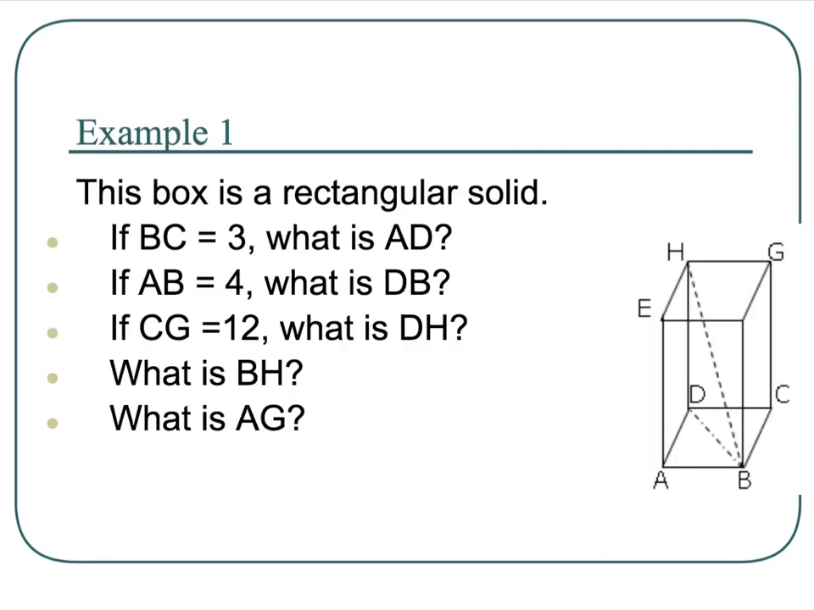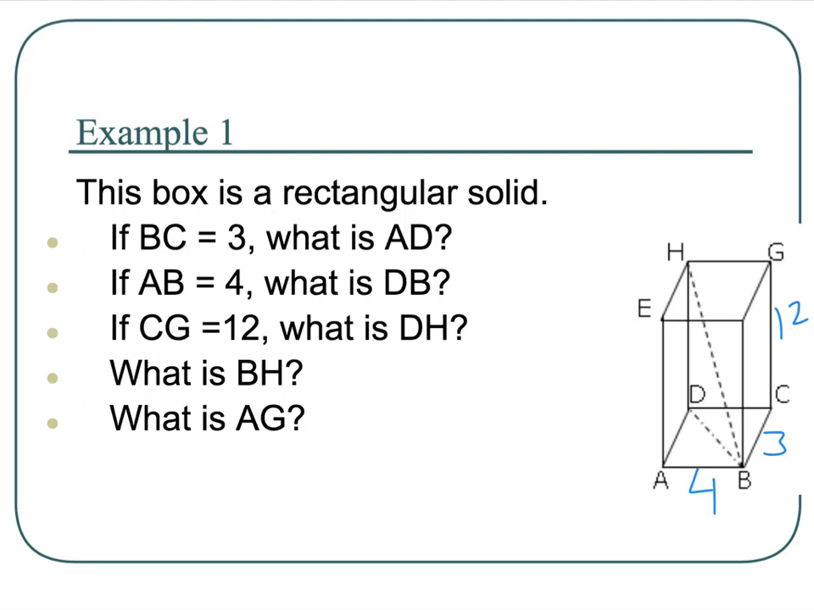Cool. All right, here we got a box that is a rectangular solid. It says BC is 3. AB is 4. And CG is 12, I believe. Hopefully I'm right. Anyways, 3, 4, and we got 12. I'm going to redraw that 2 for you because it wasn't clear. Oh, that's a nice 2 there. All right, so what is BH?